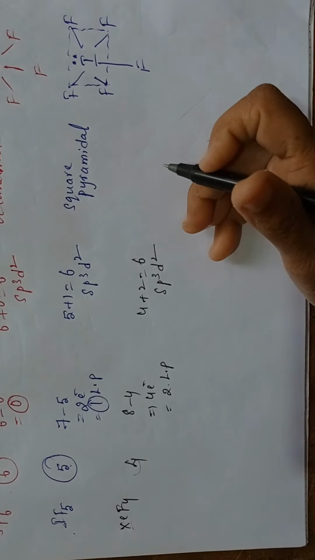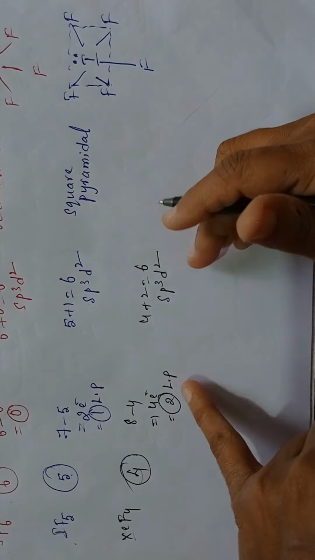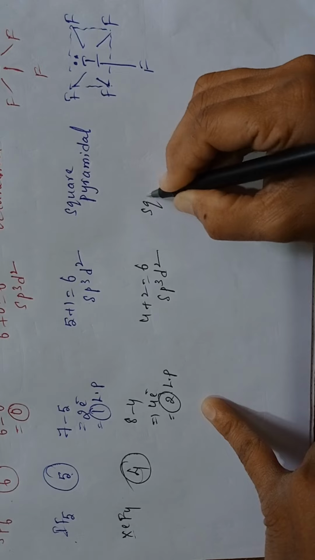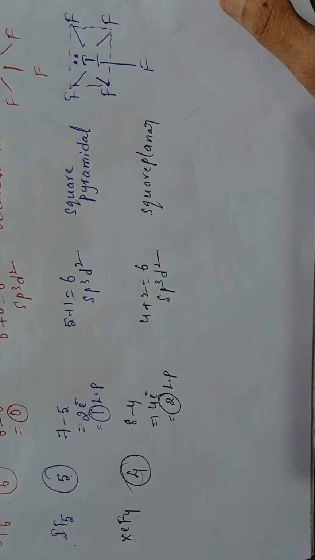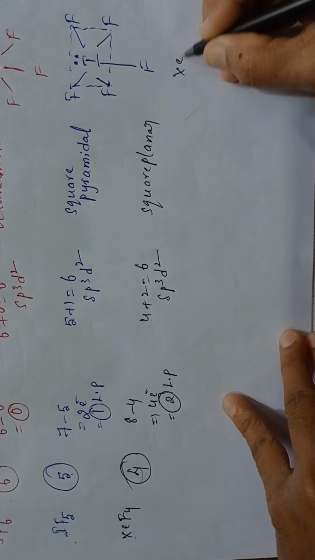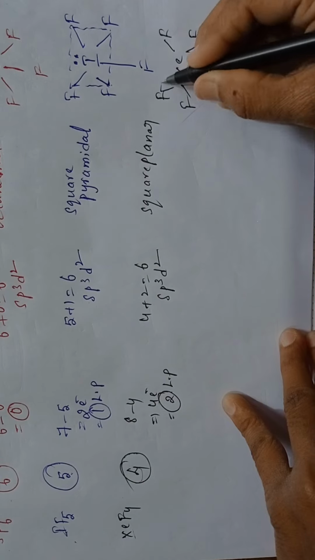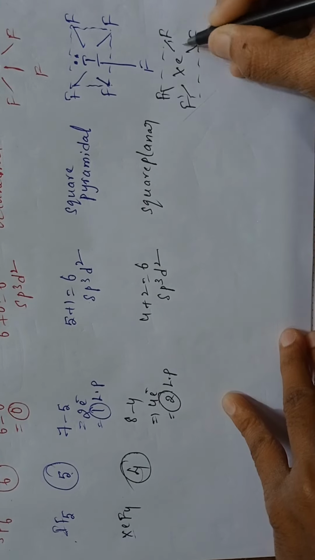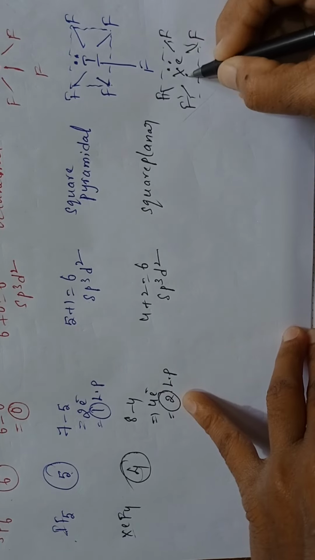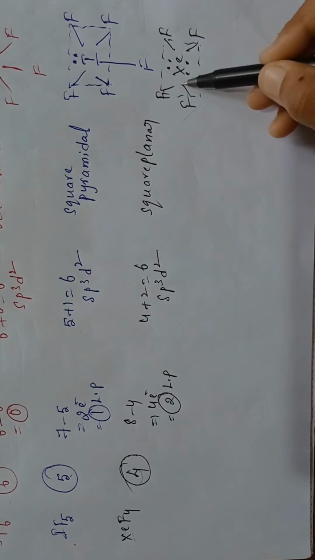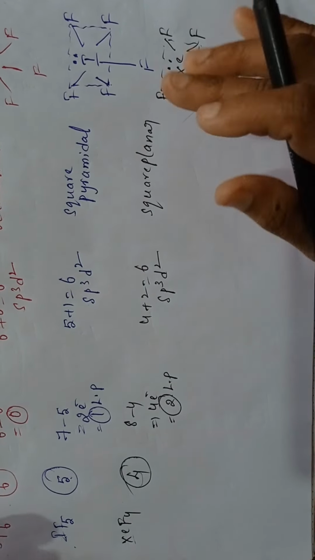So 6 means which hybridization, students? sp3d2 hybridization. But here 2 lone pairs and 4 bond pairs are there. Then what is the shape, students? Square planar. Okay, XeF4, this is the square planar shape. How many lone pairs, students? 2 lone pairs. Clear? 2 lone pairs, 4 bond pairs. 1, 2, 3, 4, 4 bond pairs are there. Clear? So this is the sp3d2 hybridization.